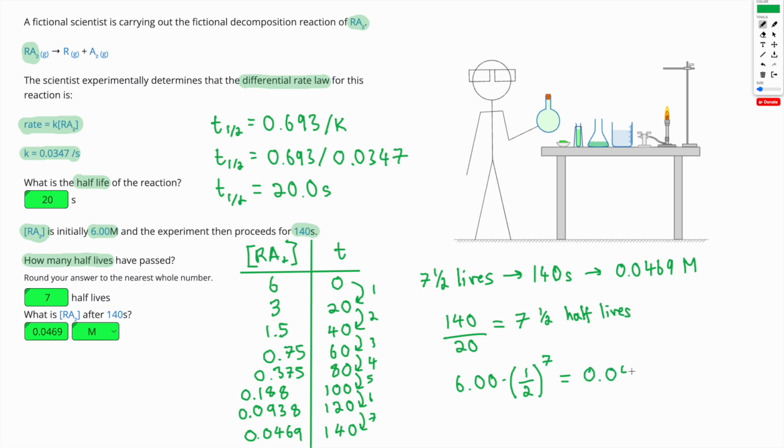If we put that on our calculator, we get exactly the same thing. We get 0.0469. So this is a kind of shortcut method. Instead of using the table, you divide the time taken by the half-life to get the number of half-lives. Then you multiply your initial concentration by a half to the power of the number of half-lives to get your final concentration. Let's do one more question of this type.